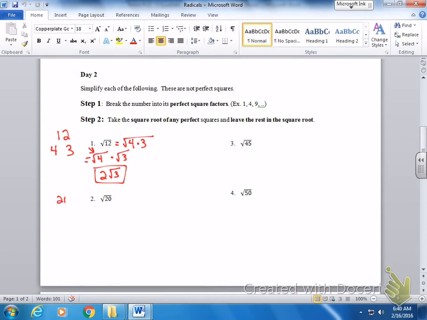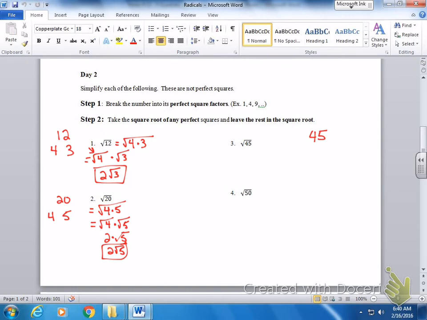So let's look at 20. Now again, 1 doesn't ever help us, so I need to go to 4 first. 20 is divisible by 4. It goes into it 5 times. So again, I can rewrite this as the square root of 4 times 5, which is the same as the square root of 4 times the square root of 5, which is 2 times the square root of 5, or 2 square roots of 5. So I want you to try 45 real quick. You start with 4 and work your way up. You might want to pause for that.